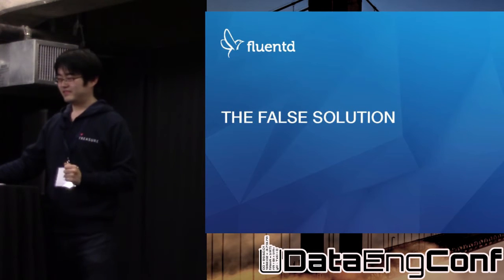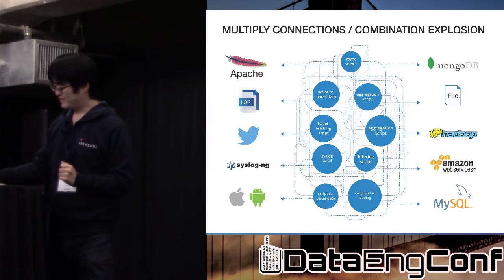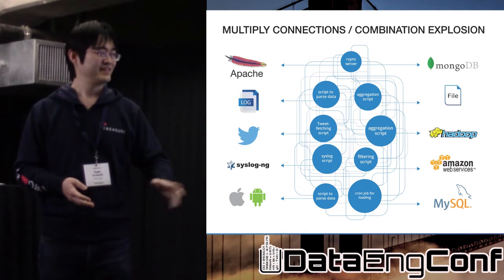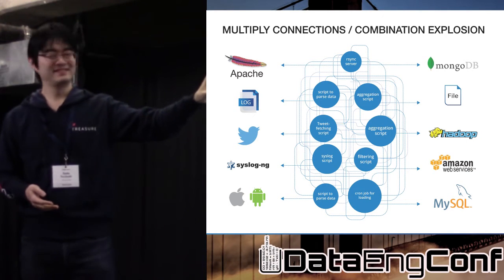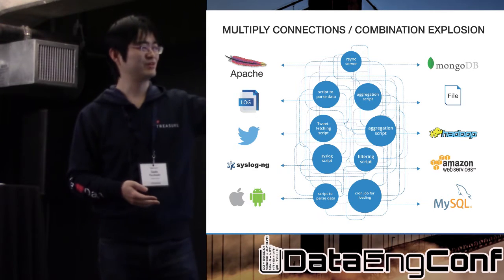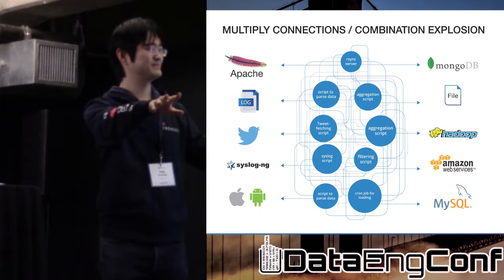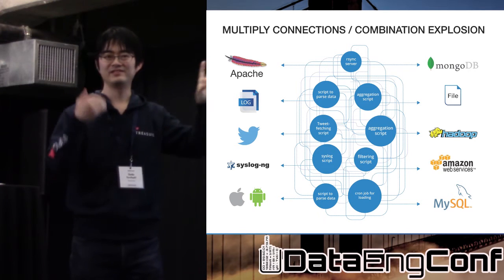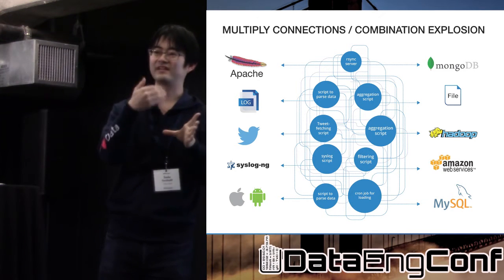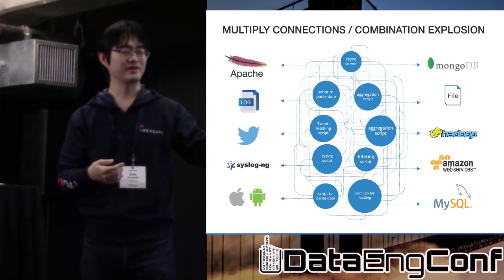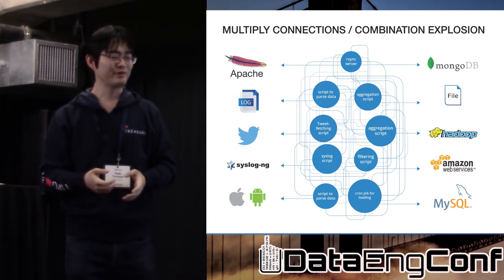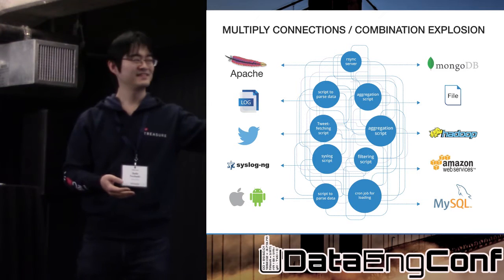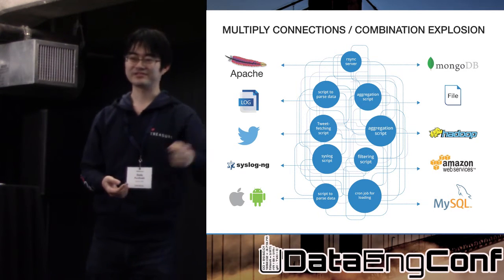So to solve this problem, you might think about this architecture, or you are doing this architecture. Create a script for each combination of the inputs and outputs. For example, if you have Apache Web Server and Nginx Web Server, you create a tool which tails the log and forwards the data to Hadoop. Okay, we even have Elasticsearch hosted on Amazon. Okay, create another script to send data to Elasticsearch.